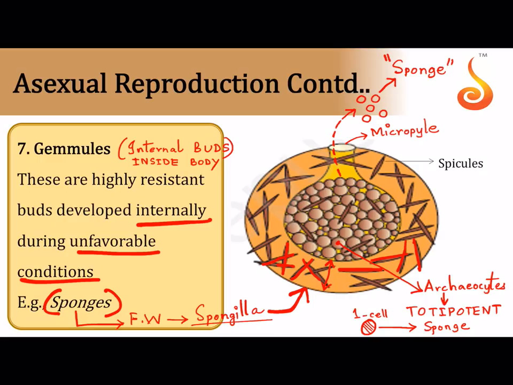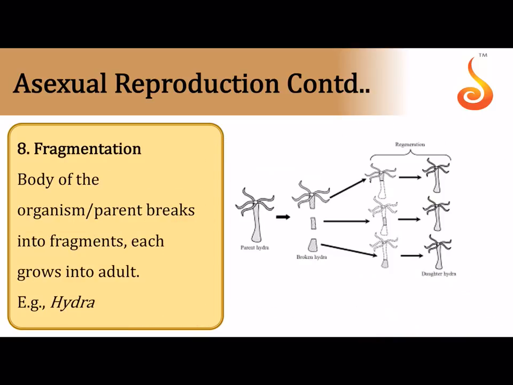How is the gemmule protected? By spicules. And what are the clusters of cells inside called? Archaeocytes. On the return of favorable conditions, the micropyle opens and these archaeocytes come out, and each archaeocyte, which is totipotent, develops into an adult sponge. Alright?